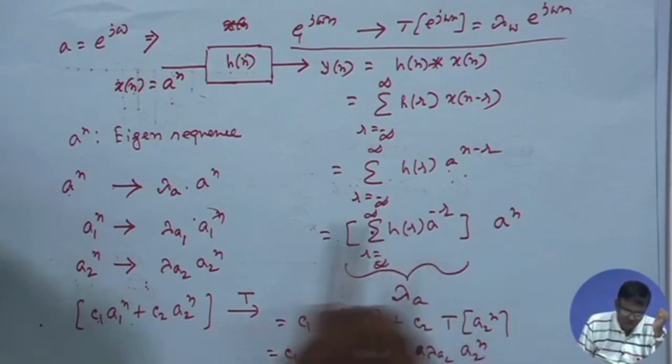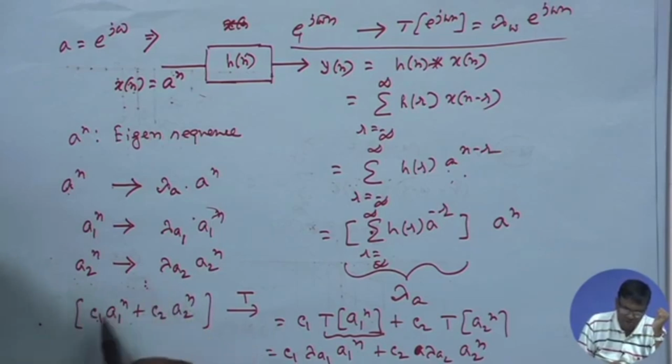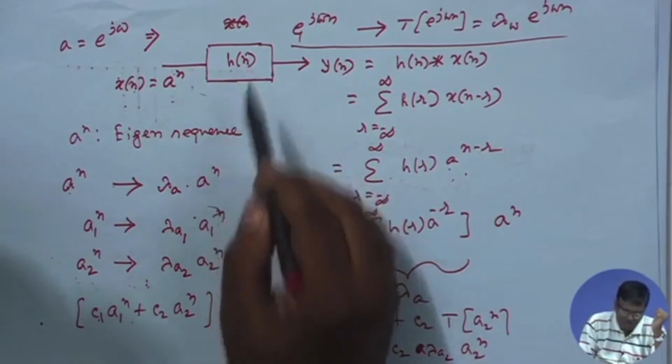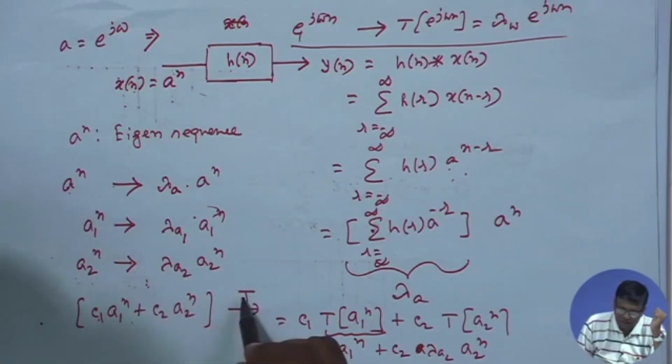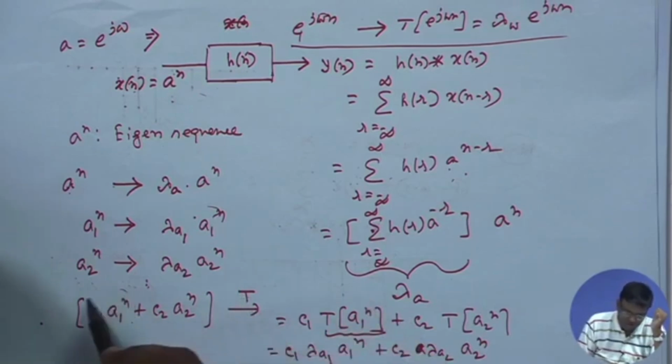Then if I give neither this nor this, but a linear combination of them as a sequence, that is, a1 to the power n is a sequence, every sample multiplied by c1, a2 to the power n is a sequence, every sample multiplied by c2, and these two are added, you get a resulting sequence. If I give this combination at the input, to calculate the output, ordinarily I would require convolution. That is, I have to carry out a convolution between h[n] and this total thing. But since the system is linear and shift invariant, this operator T, that is the system, working on a summation will be the same as the summation of individual responses, that is, the response due to this part and the response due to this part.